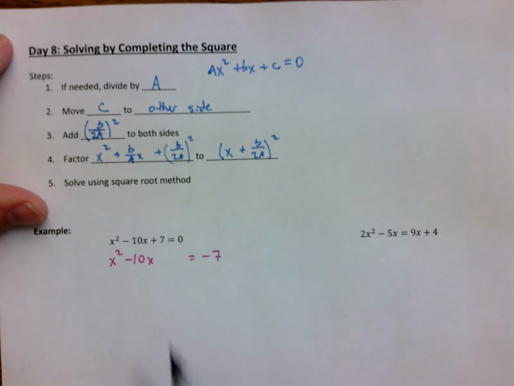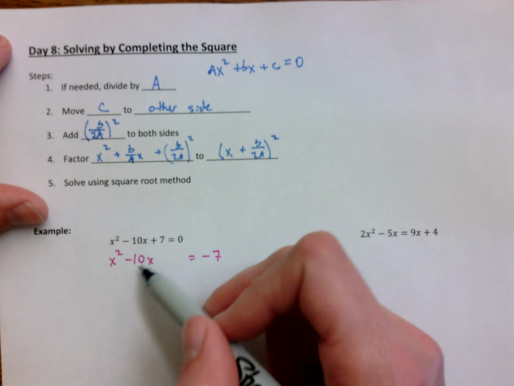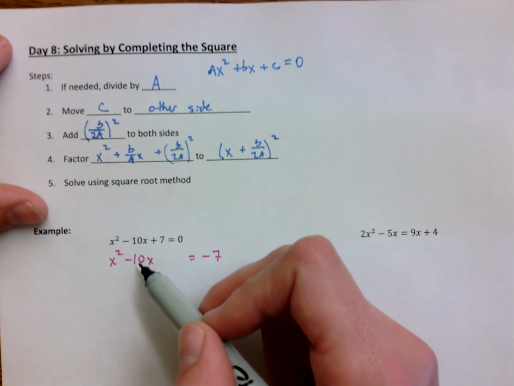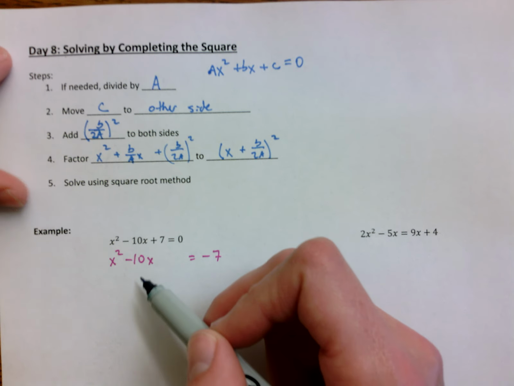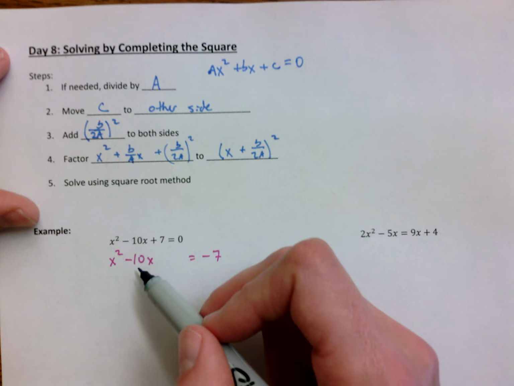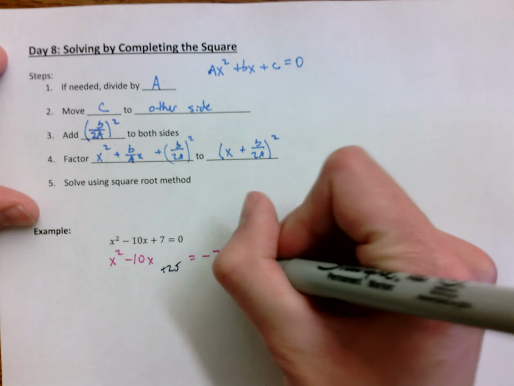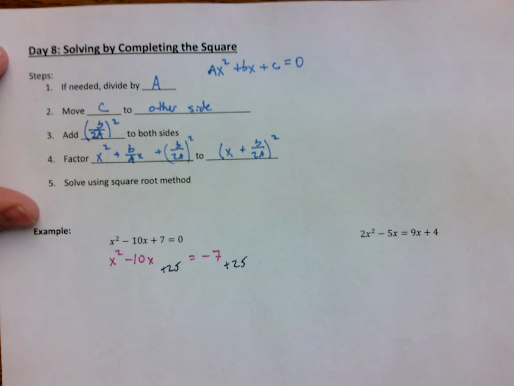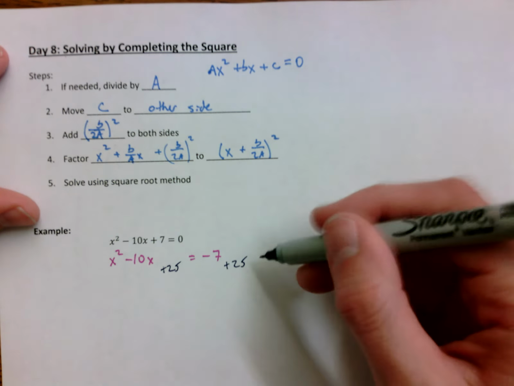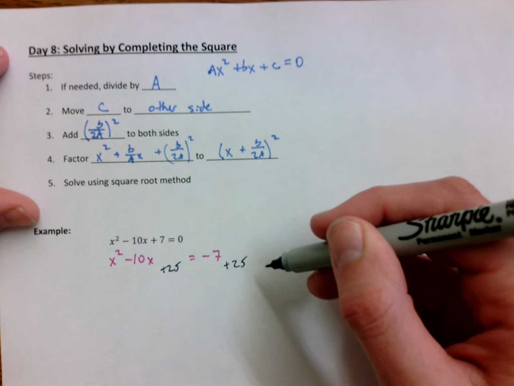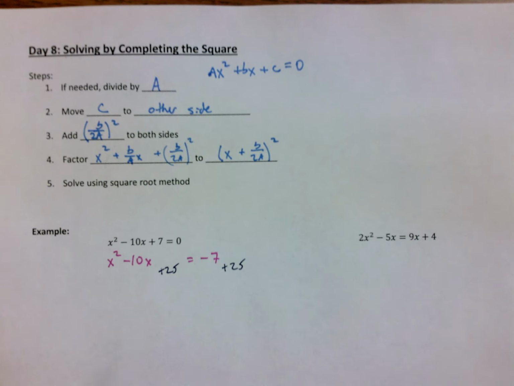So that sounds complicated. We already got, this is b over a. So we're going to take half of this number and square it and add it to both sides. So half of negative 10 is negative 5. Negative 5 squared is 25. So I'm adding 25 on both sides of my equation. This right here is the number 1 step that people don't do. So make sure you add that on both sides of the equation.